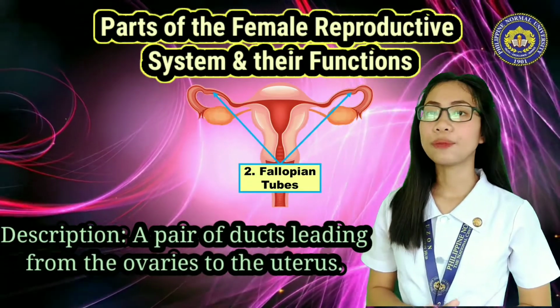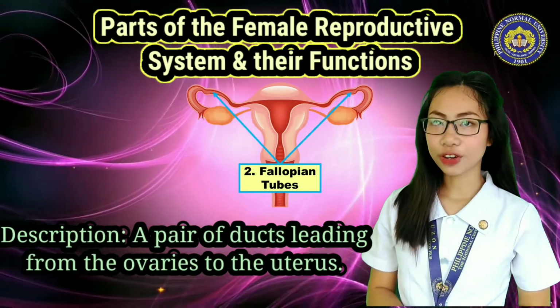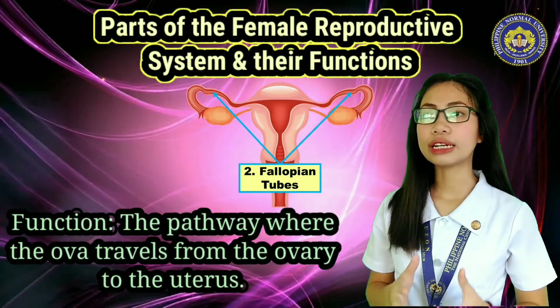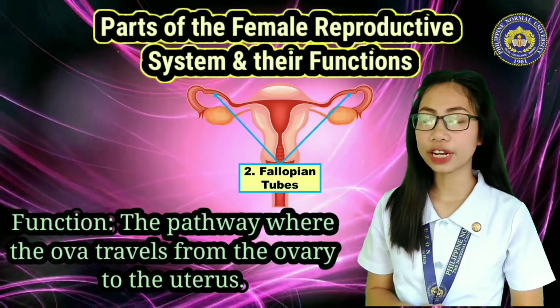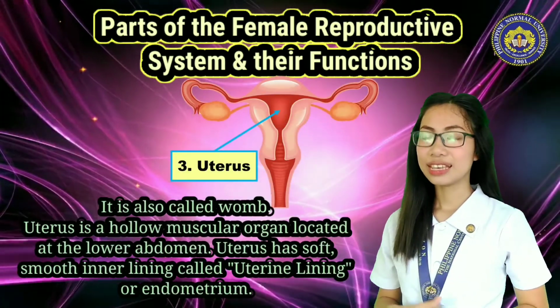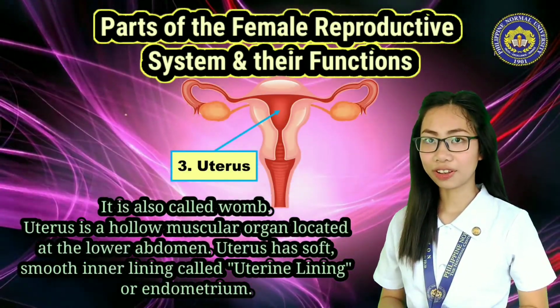The second one is the fallopian tube or oviduct. It is a pair of ducts leading from the ovaries to the uterus. So it is the pathway where the ova travel from the ovary to the uterus. Next is the uterus. It is also called the womb.